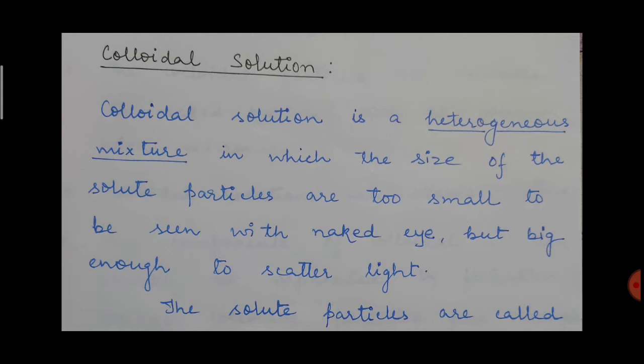So colloidal solution is a heterogeneous mixture in which the size of the solid particles is too small to be seen with the naked eye but big enough to scatter light. The most important point in the definition is that it is a heterogeneous mixture because it does not have uniform composition throughout. Although it appears to us to be homogeneous, when observed under a microscope, it is found to be heterogeneous in nature.